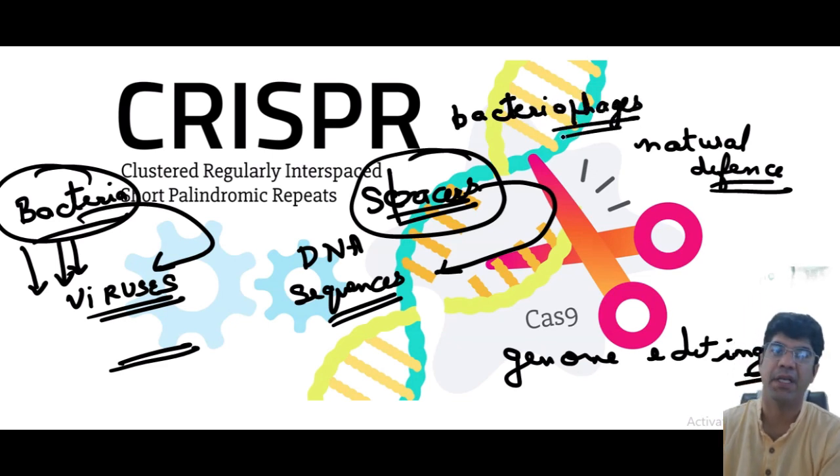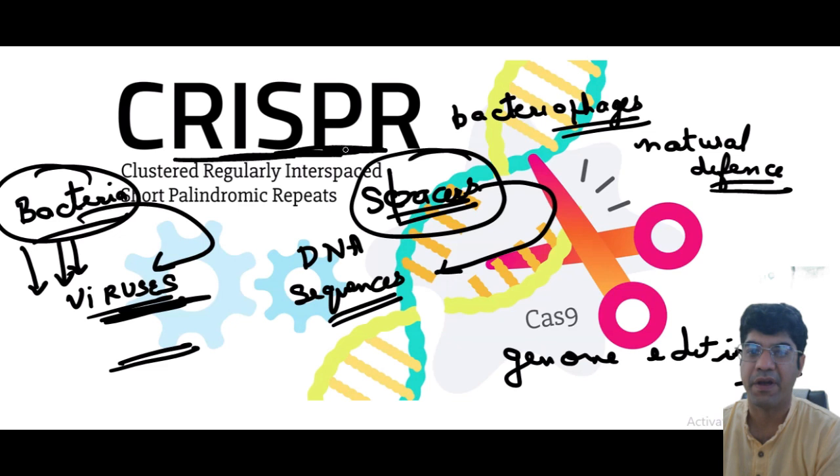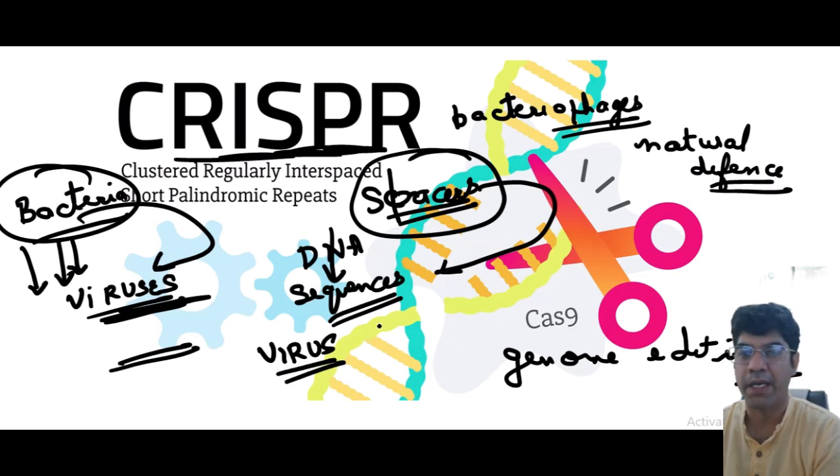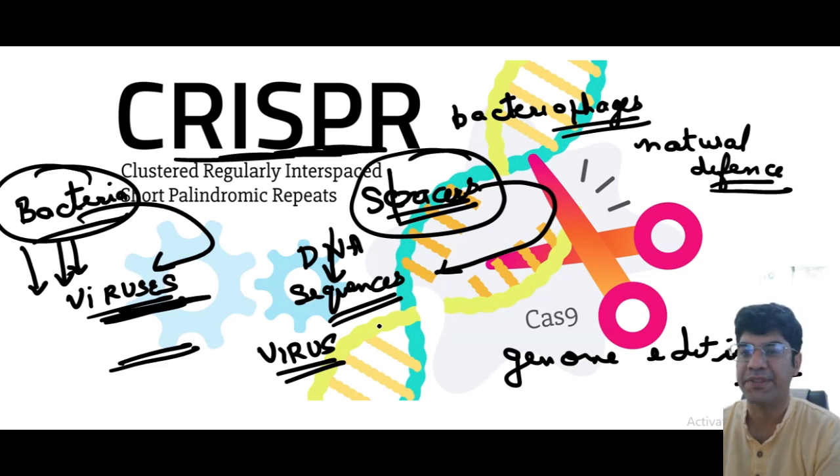So suppose a virus attacks, the bacteria capture a piece of the viral DNA. This piece is inserted into the bacterium's own DNA in this CRISPR region, creating a memory of the virus. This region is transcribed into a long RNA molecule, and this RNA is cut into smaller pieces known as crRNA.